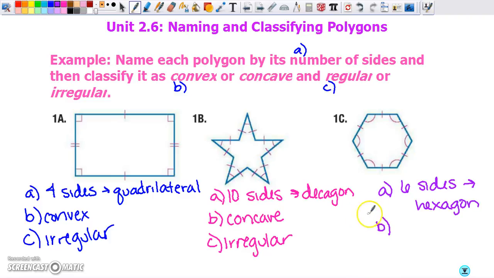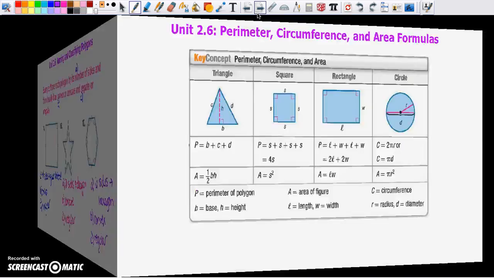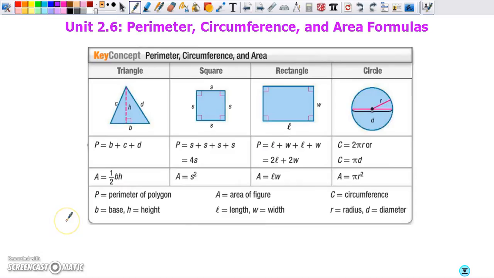In B, when we're looking at convex or concave, when we extend the sides, they all stay on the outside. So this is convex. And then it is a convex polygon, and all the angles are marked the same. All the sides are marked the same. So this would make it a regular polygon. So there's our classifications. Now we're going to do perimeter, circumference, and area.